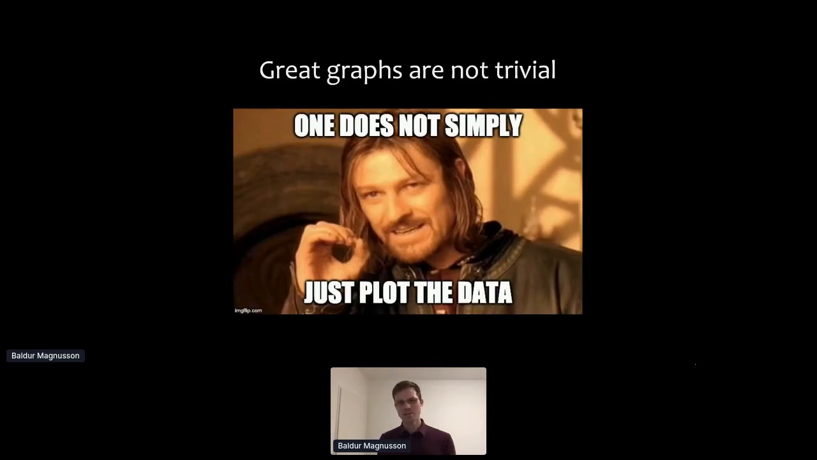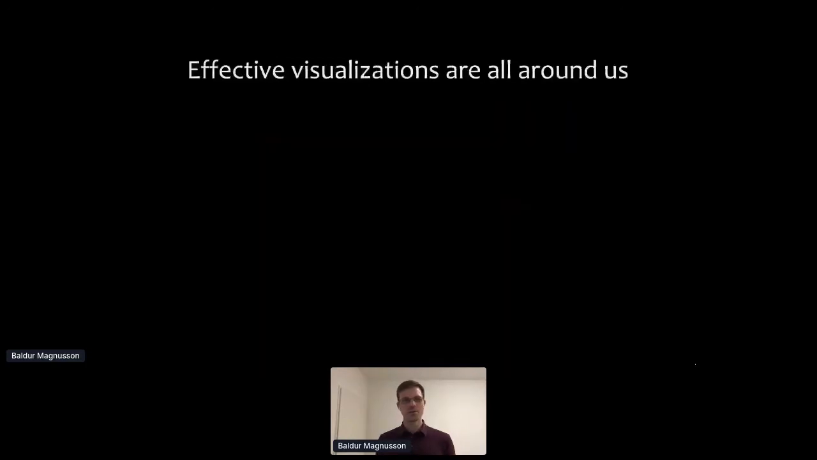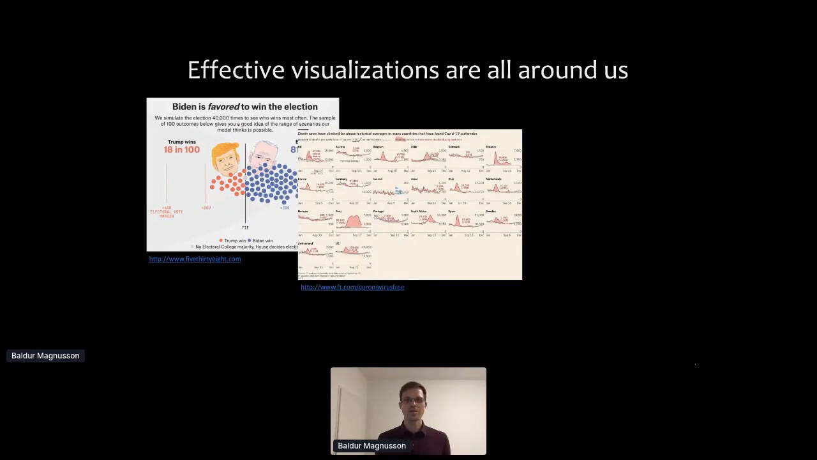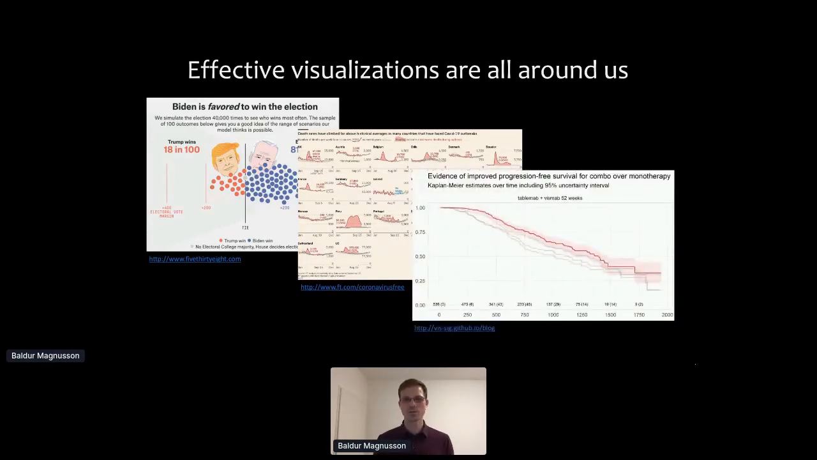But it's clearly possible to develop this skill, because effective visualizations are in fact all around us. There are the ubiquitous election prediction plots from 538. There are the many various types of plots around the coronavirus pandemic produced by John Murdoch and his team at the Financial Times. And then even plots from the pharmaceutical context. I think this is a particularly effective Kaplan-Meier plot that clearly draws our attention to the therapy that works the best in this context. So what's the issue then?